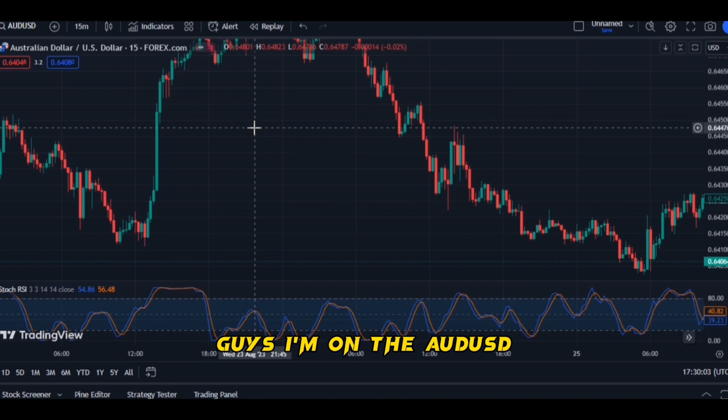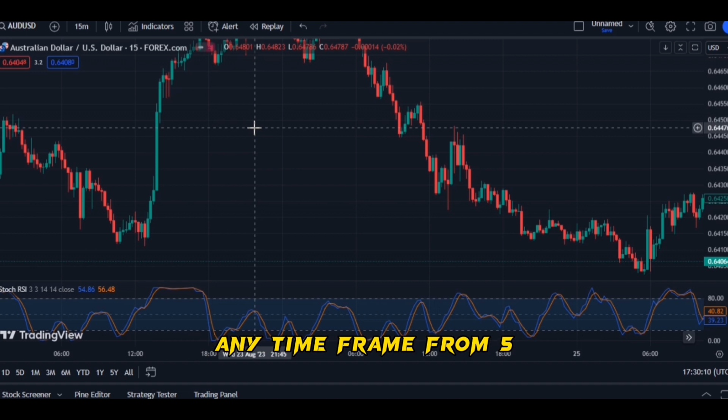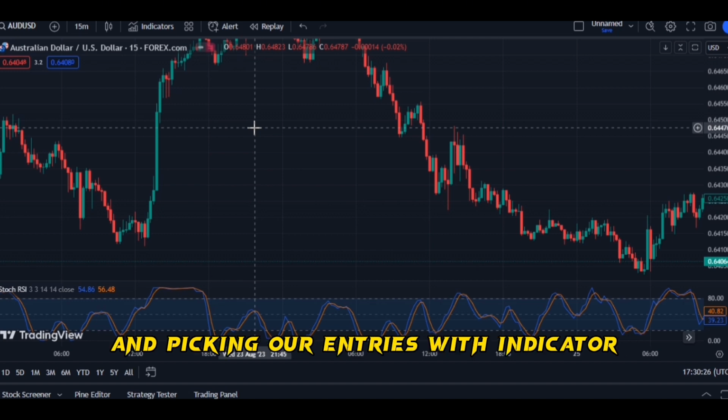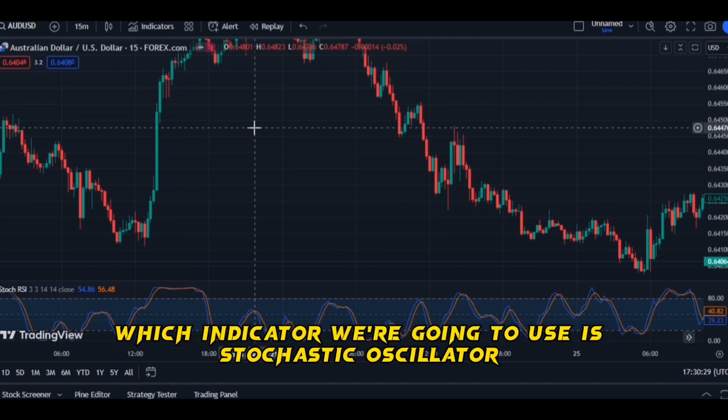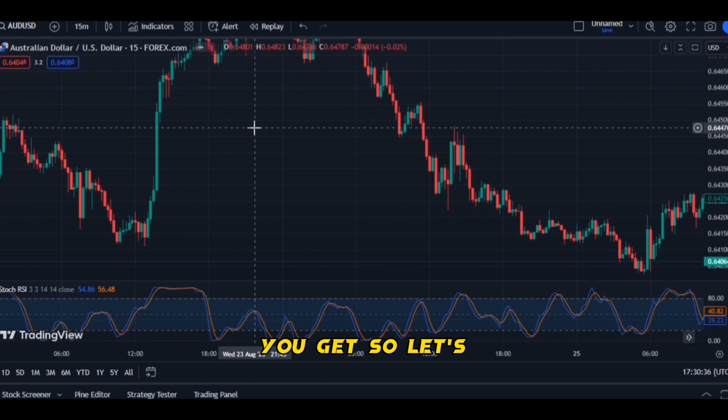Guys, I'm on the AUD/USD on the 15-minute time frame. This strategy works on any time frame: 5, 15, 30 minutes, an hour. You can even use it for the daily, but it takes time. This strategy works on all time frames. It uses market structure and takes our entries with an indicator, the stochastic oscillator, and you guys will know why we are using that. So let's dive in.